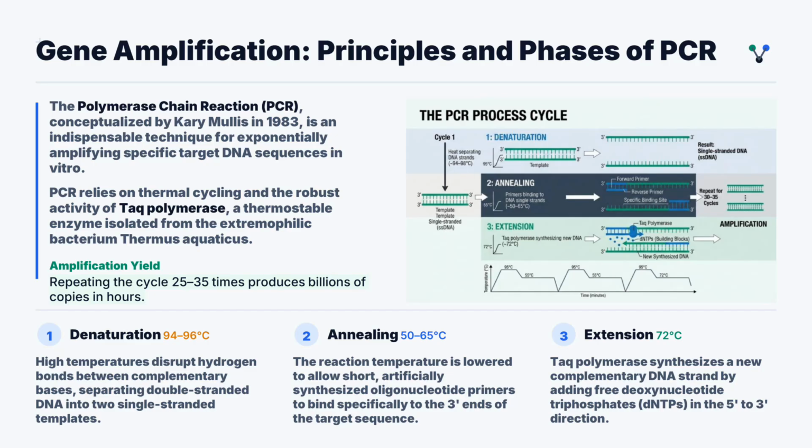First, denaturation at 94 to 96 degrees Celsius breaks hydrogen bonds to yield single-stranded DNA templates. Second, annealing at 50 to 65 degrees Celsius allows synthetic oligonucleotide primers to bind specifically to target flanking regions. And third, extension at 72 degrees Celsius enables Taq polymerase to synthesize complementary strands using free dNTPs. Repeating this cycle 25 to 35 times generates billions of exact copies in just a few hours.